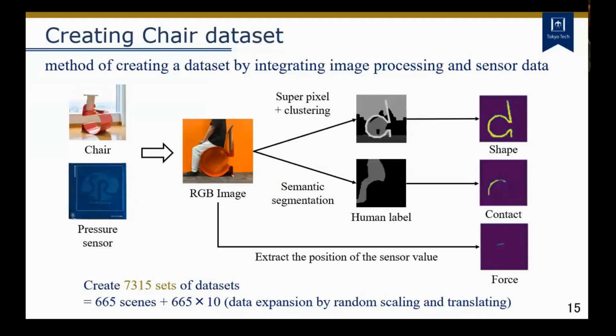And this is the method of creating datasets by integrating image processing and sensor data. First, we extract shape by using superpixels and clustering on the RGB image. And then we extract human labels by semantic segmentation and define the common position between human labels and shape as the contact position. So finally, by extracting the position of the sensor values, we get the force image, which serves as label data. By doing so, we created 7,315 sets of data.